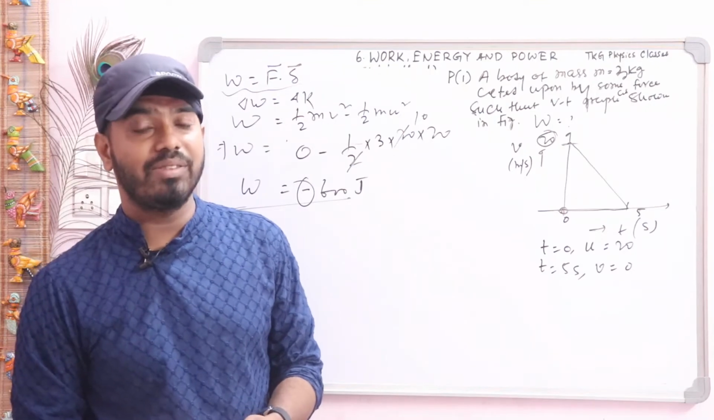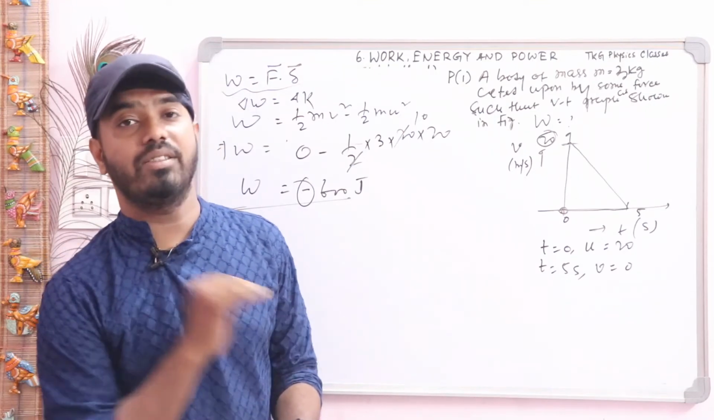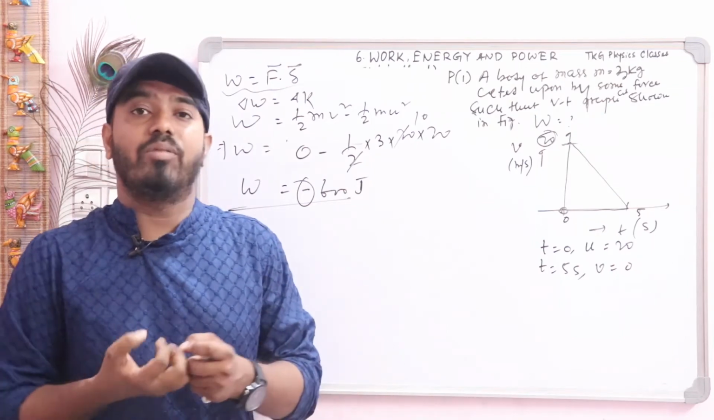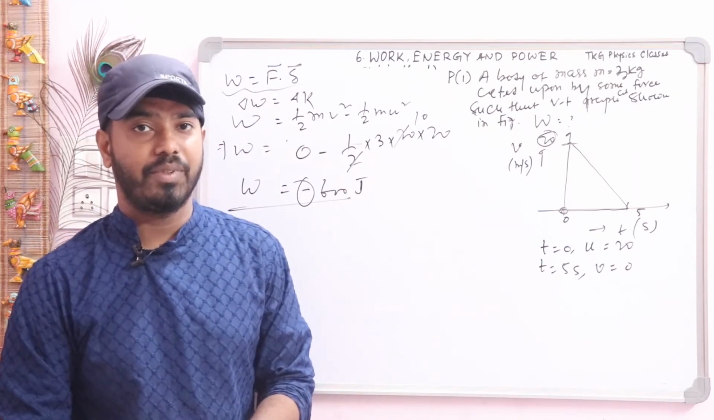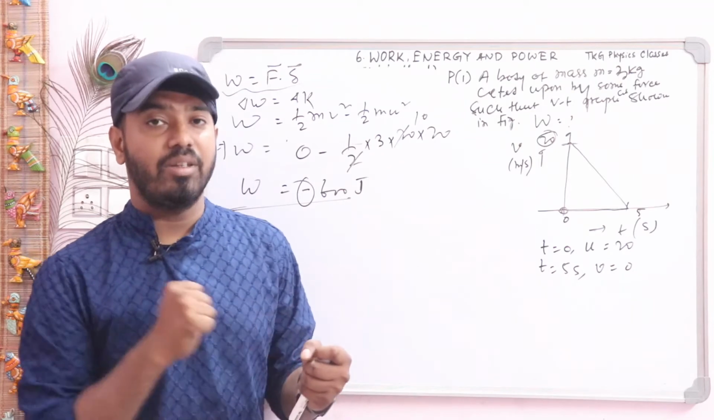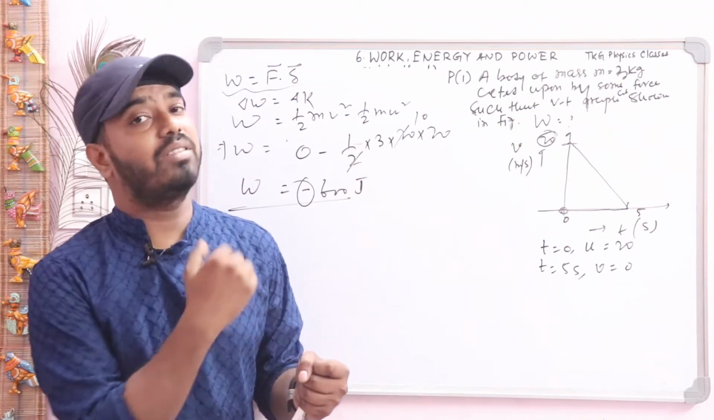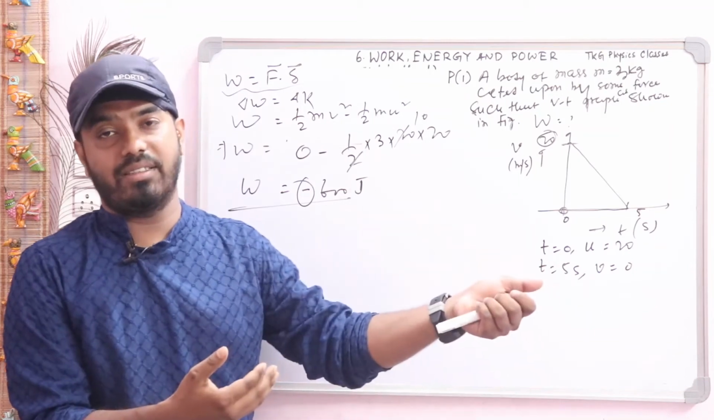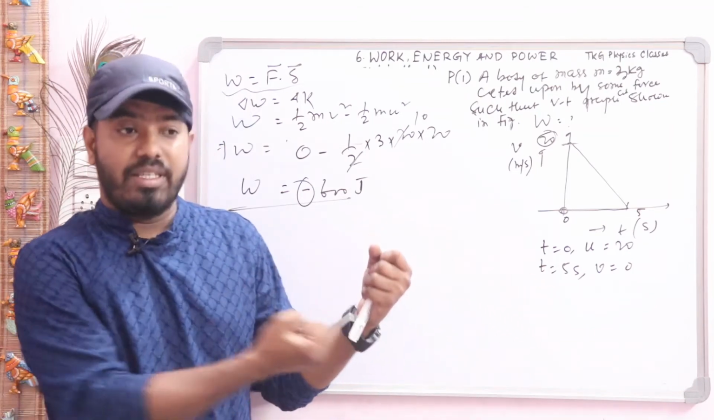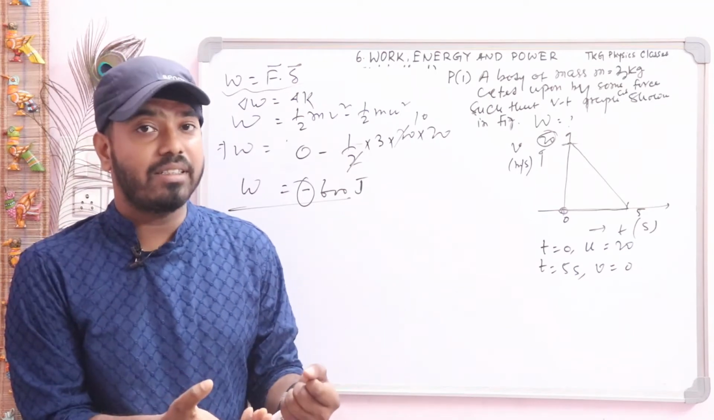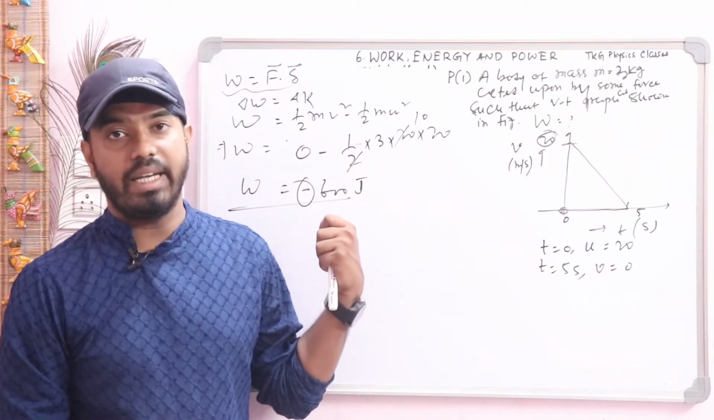Work done positive means you are supplying some energy to the system. Work done negative means energy is taken from the system. When you are supplying energy, you are doing some work, the velocity increases, so kinetic energy increases. And here energy is taken by the system, so the velocity decreases. That's why there is a negative sign.